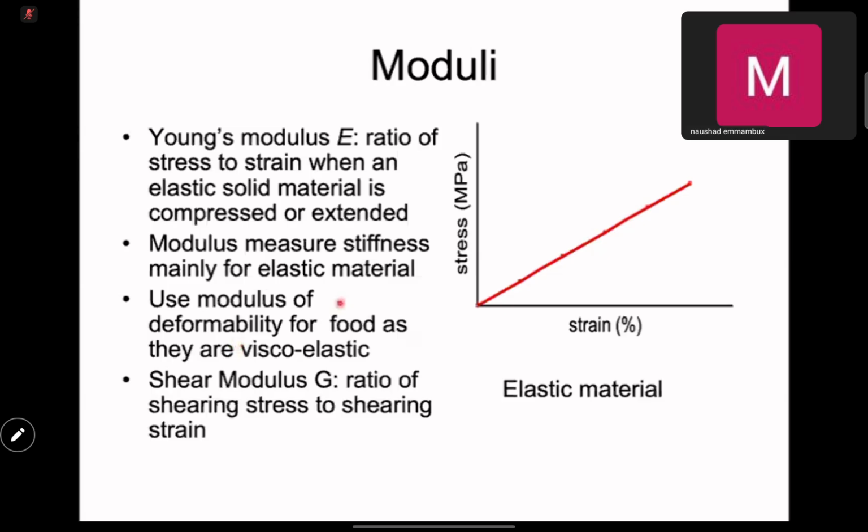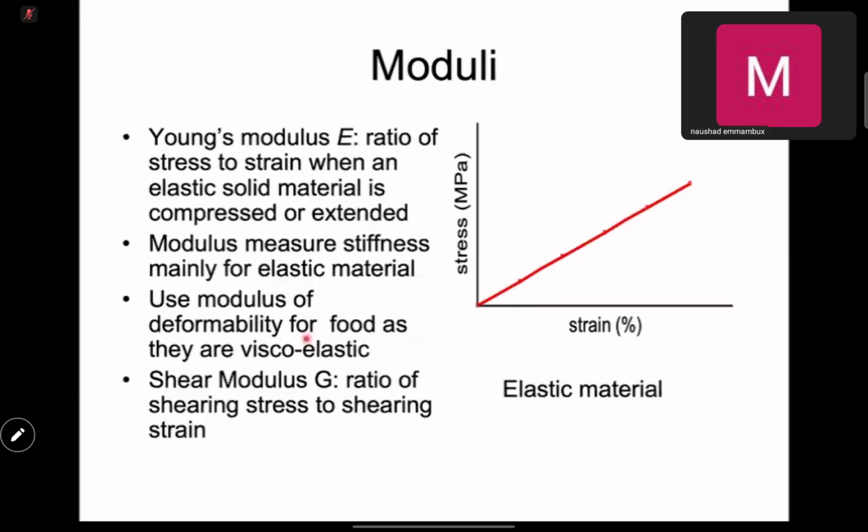Here it's mostly Young modulus when you do a tensile or compression test. When you do a shear deformation, it generally becomes the shear modulus, the ratio of the shearing stress to the shearing strain. Young modulus is mostly for compression and extension. When your stress and strain form a straight line, you can calculate these and get the stiffness of your material.